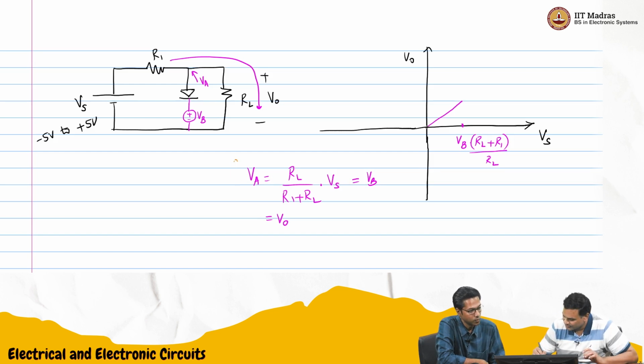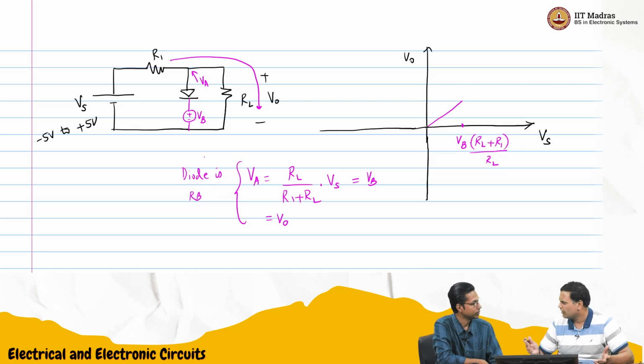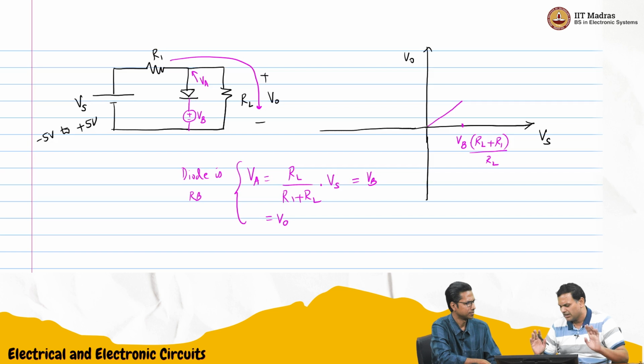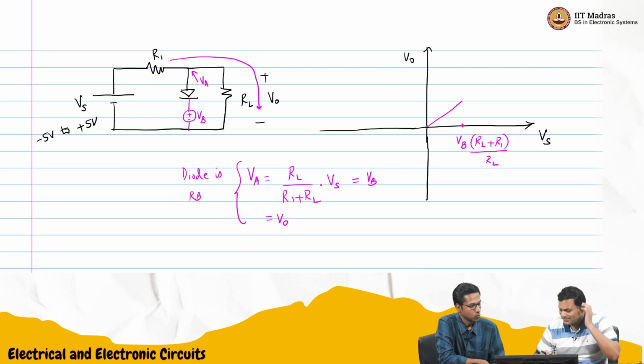So this is where the diode is off. Reverse bias, some people also say off. Forward bias means on. And then the diode turns on at that time. So that's why we wanted to use a different color.